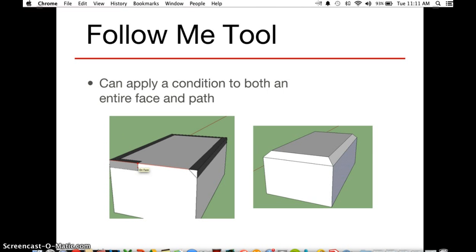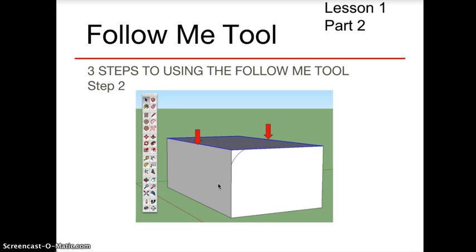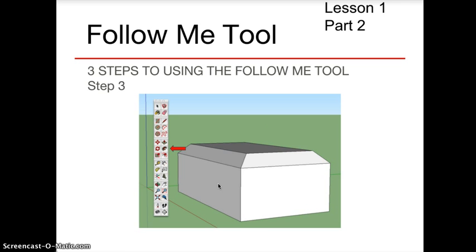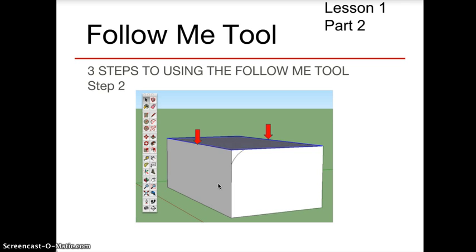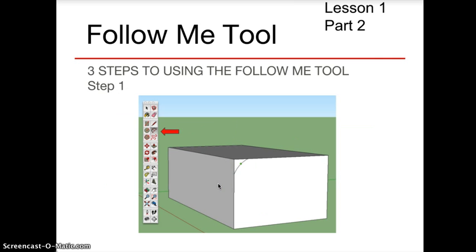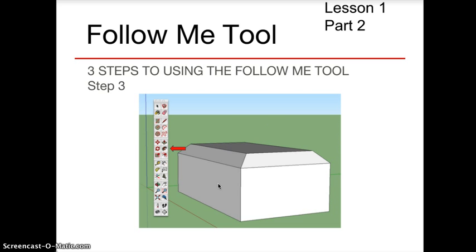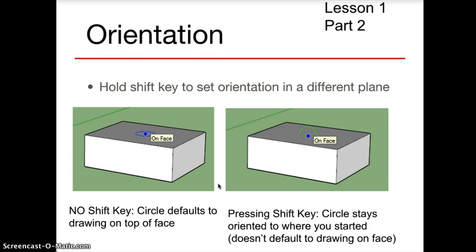This is the Follow Me tool from our second presentation. It can apply conditions to both the entire face and the path. It takes 3 steps: choosing the path, then choosing the face, then using the Follow Me tool. Click on the face, follow me around it, and it trims it. All right, orientation.